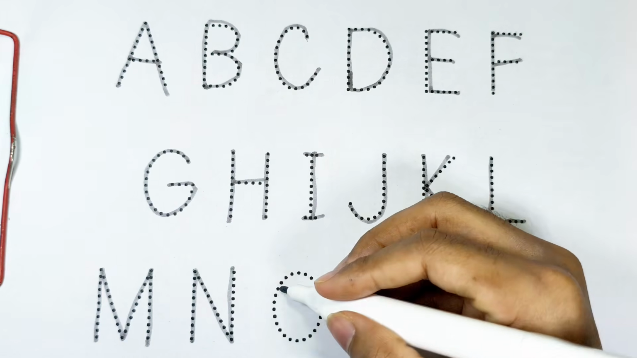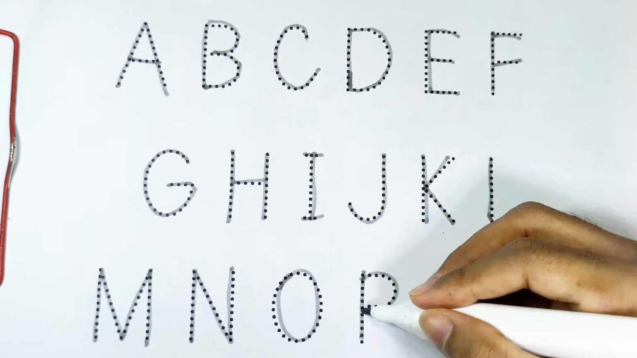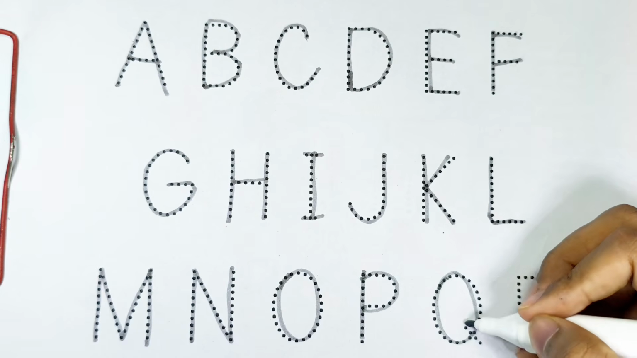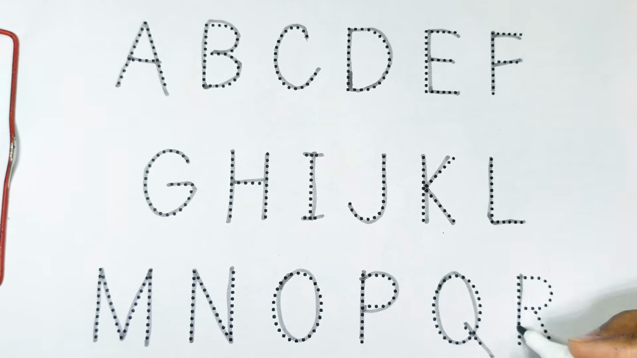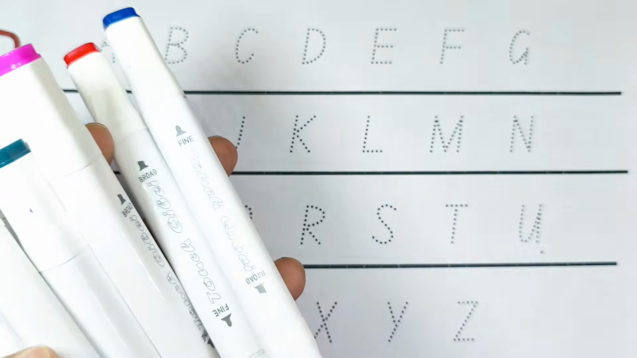The next one is O. O for orange. P for penguin. The next one is Q. Q for queen. The last one is R. R for rose, R for rice. First we're beginning the colors.